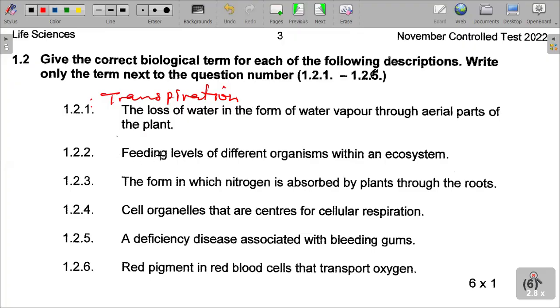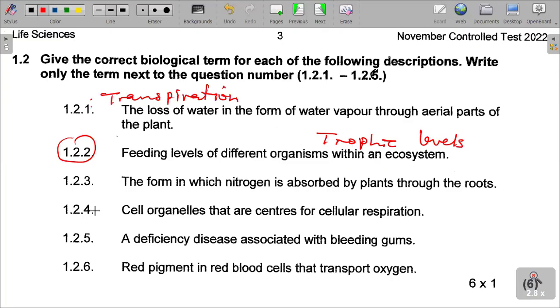And then the next question is saying the feeding levels of different organisms within an ecosystem. The feeding levels of different organisms within an ecosystem, it is called what? These are called trophic levels. Question 1.1.2, it is called trophic levels.